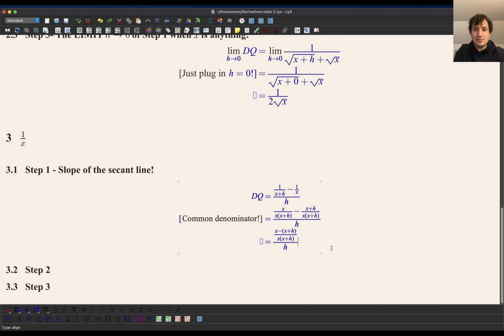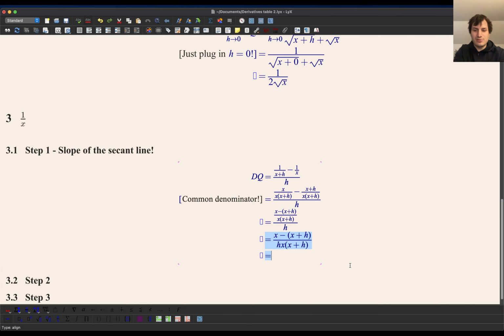This is all very nice, but I have a fraction divided by h. Why don't I simplify that down by writing it as one single fraction? You might as well shove that h into the denominator. So those two things are equal. You can take the fraction and then divide it by h, or you can just put the h in the denominator. That's exactly the same thing. So there's my fraction.